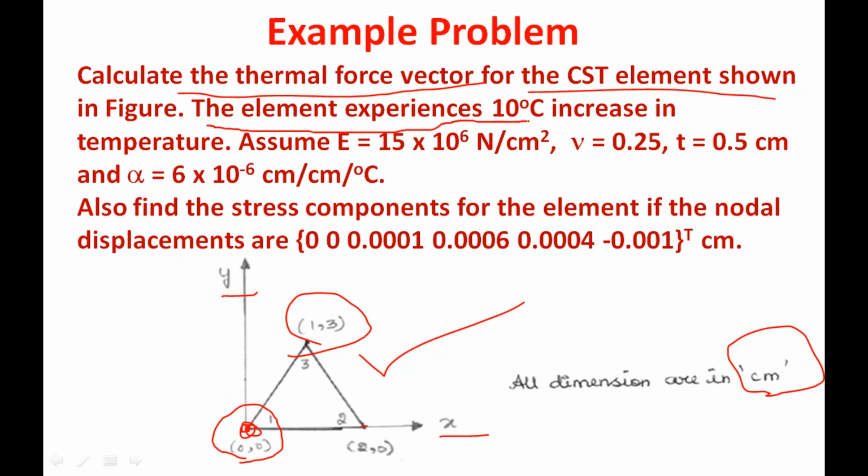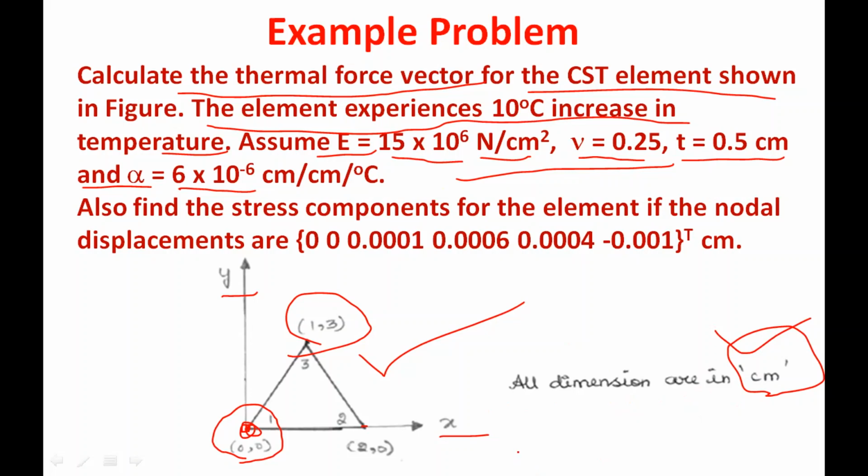The element experiences 10 degrees Celsius increase in temperature. So del T value is 10 degrees Celsius. Assume Young's modulus is 15 into 10 power 6 Newton per centimeter square. Poisson's ratio nu is 0.25. Thickness of the element is 0.5 centimeter. And coefficient of thermal expansion alpha is equal to 6 into 10 power minus 6 centimeter per centimeter degree Celsius. All the values are in terms of centimeters. Here coordinates are also in centimeter. We can directly use these variables. We need not change the units.